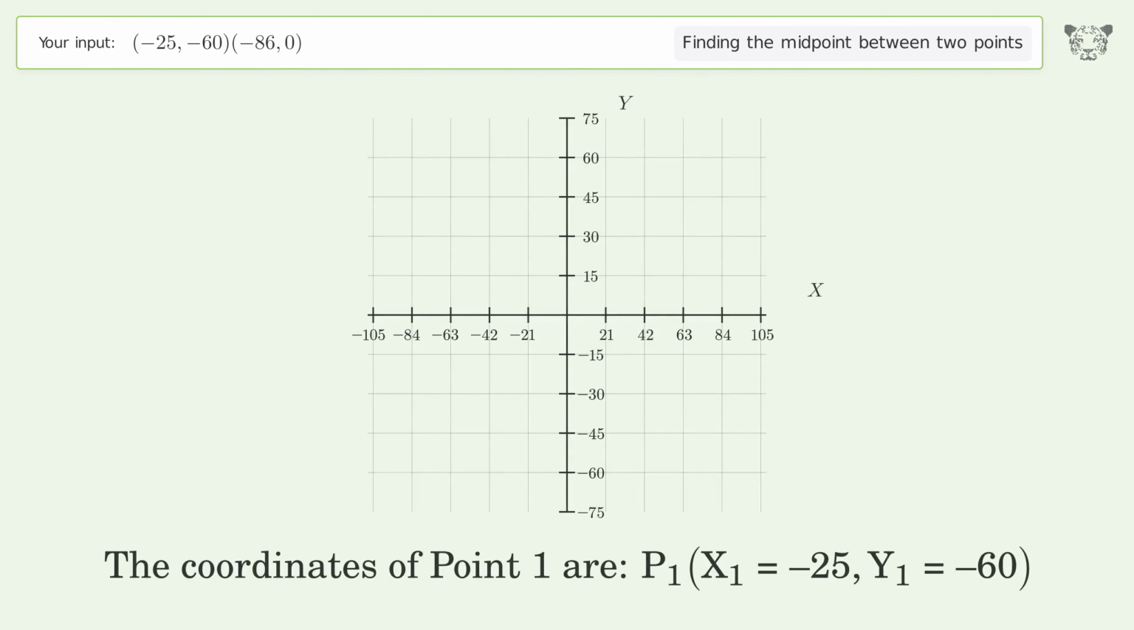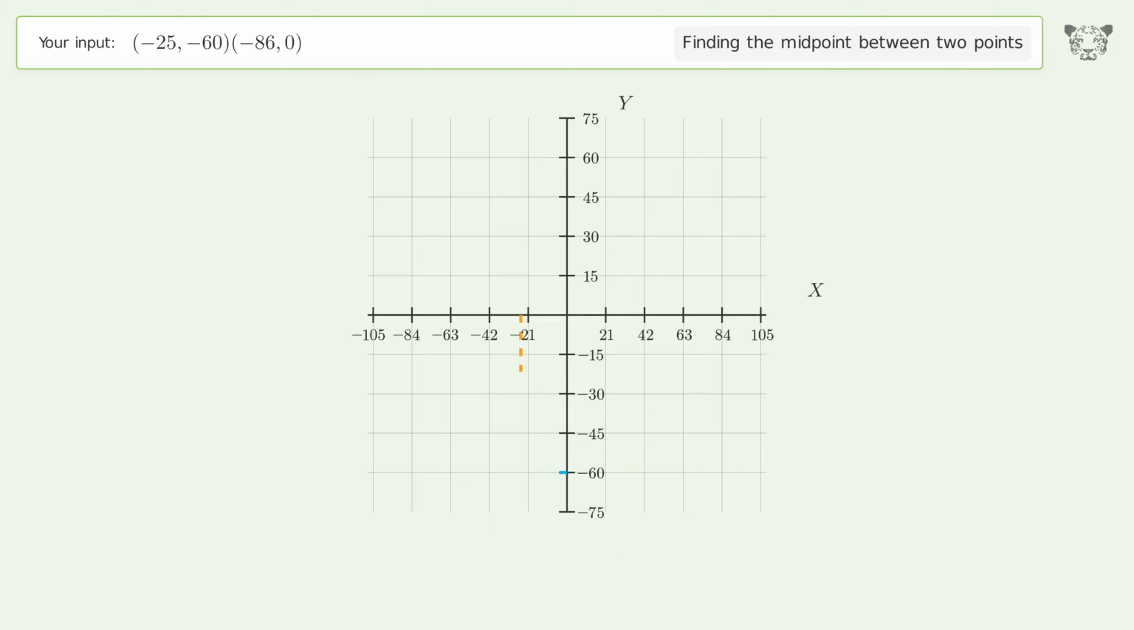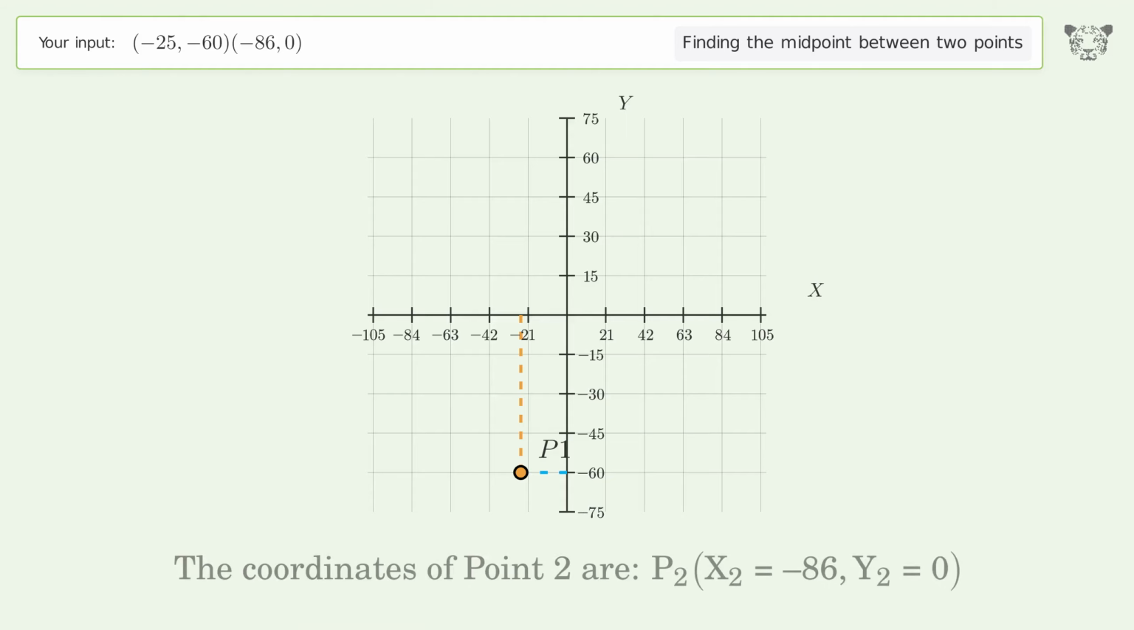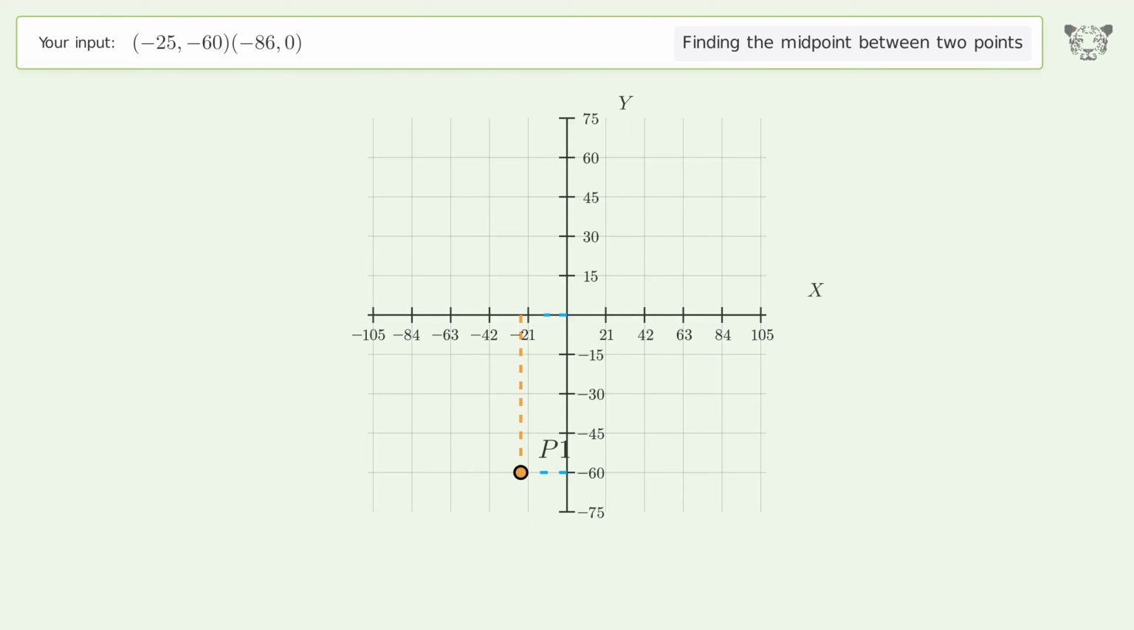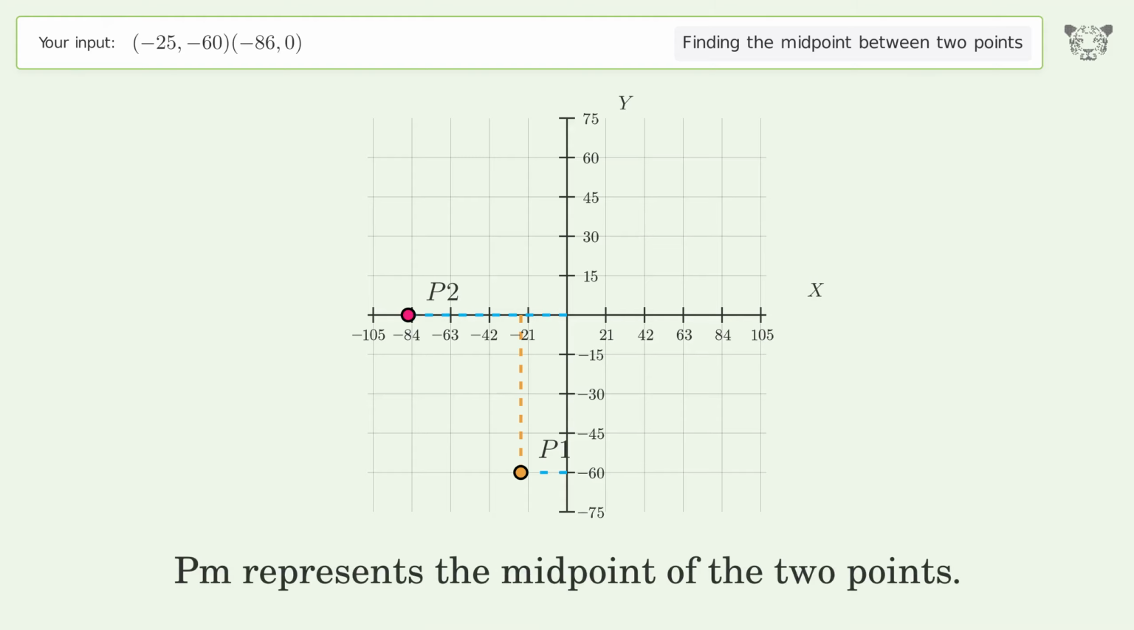The coordinates of point 1 are, x1 equals -25, y1 equals -60. The coordinates of point 2 are, x2 equals -86, y2 equals 0. PM represents the midpoint of the 2 points.